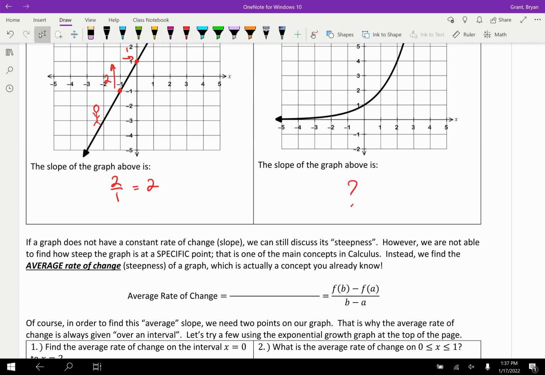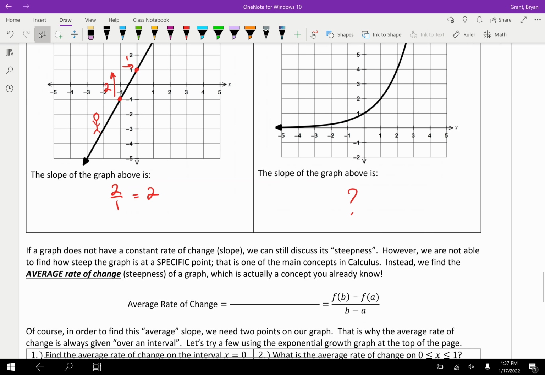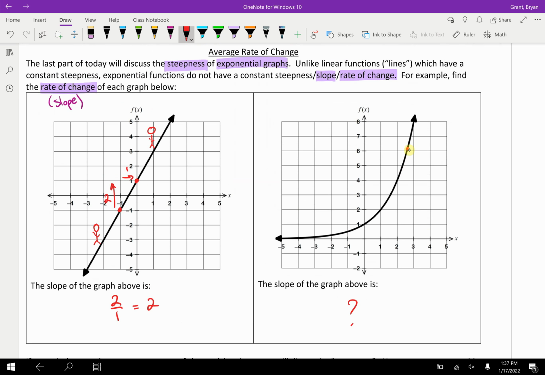And calculus is a class you can take in a couple years, right? This year's Algebra 1, then Geometry, then Algebra 2, then Pre-Calculus and Trig, and then Calculus. So it's a few years down the road. But if you stick it out, it's a really cool class. So again, it teaches you how to calculate the exact steepness at any point on a graph. But because we're not in calculus yet, we're not going to do that. Instead, we're just going to discuss, on average, how steep a graph is.